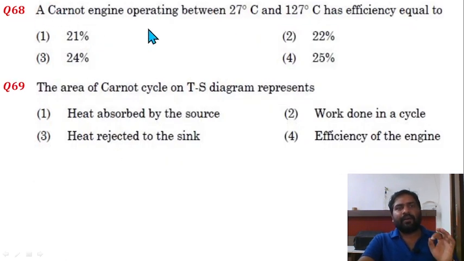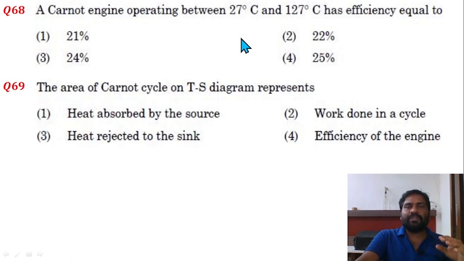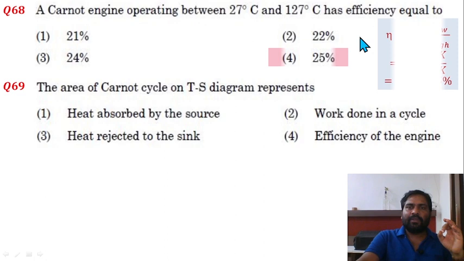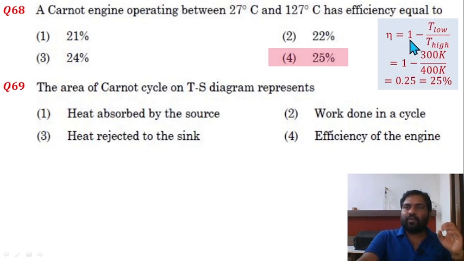Question 68. A Carnot engine operating between 27 degrees Celsius and 127 degrees Celsius has efficiency equal to... The efficiency formula is eta equal to 1 minus T low, the sink temperature, divided by T high, the source temperature. Write the temperature in Kelvin terms. To find Kelvin, just add 273 to the degree Celsius value. It is going to be 300 Kelvin divided by 400 Kelvin, and the efficiency is going to be 25%. Option 4 is correct.